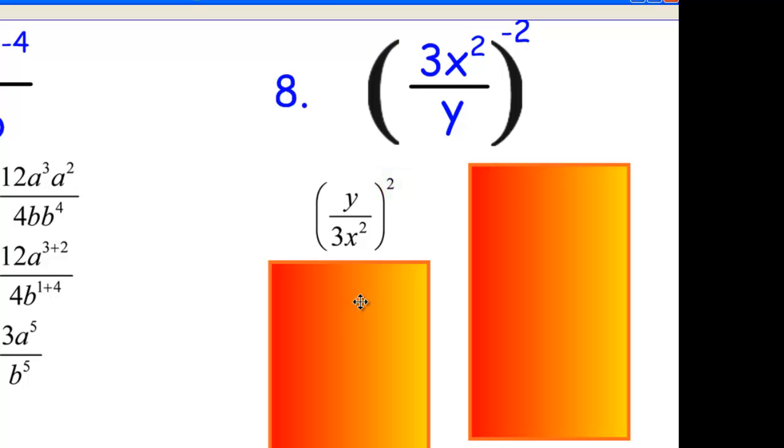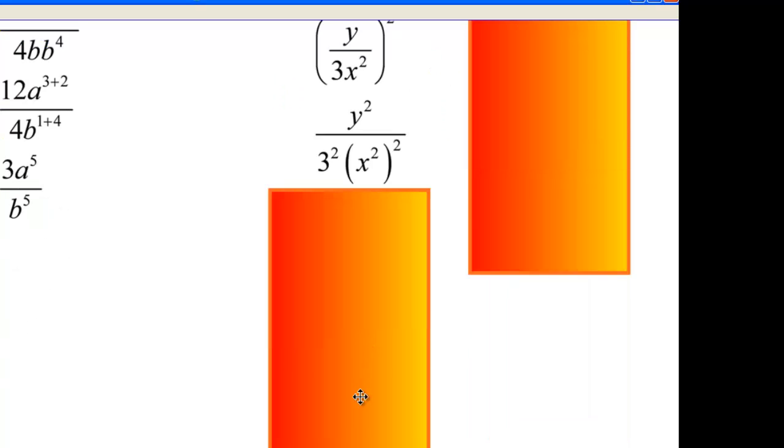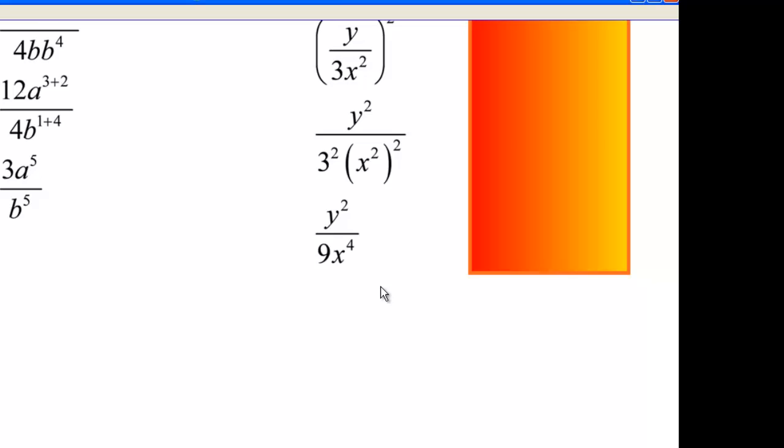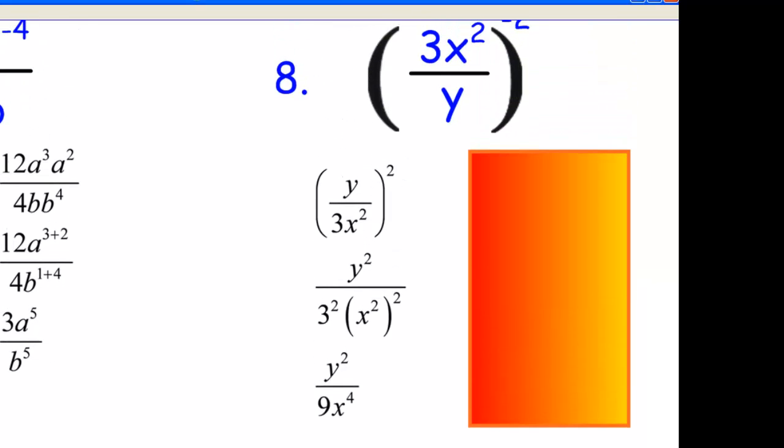Now every term inside that quotient gets the power of 2. Y gets the power of 2, 3 gets the power of 2, x squared gets the power of 2. Since I have a power to a power, I multiply the exponents, and 3 squared becomes 9, for a final answer of y squared over 9x to the 4th.